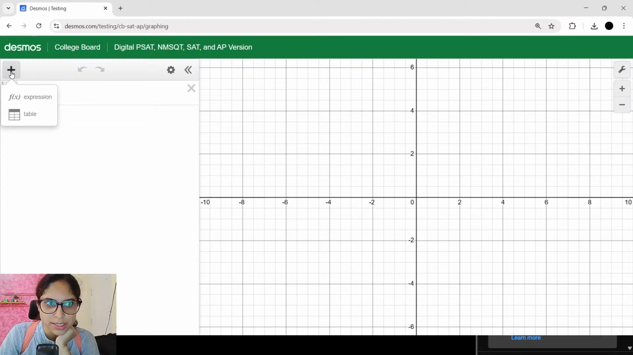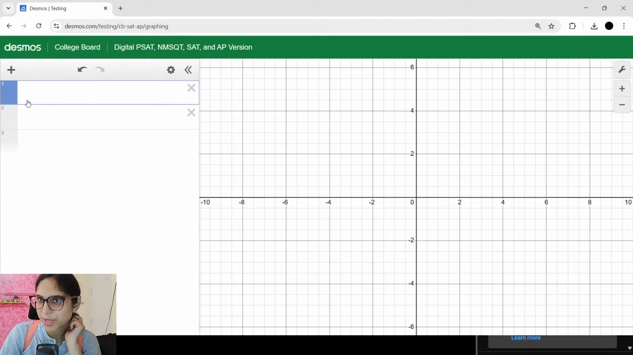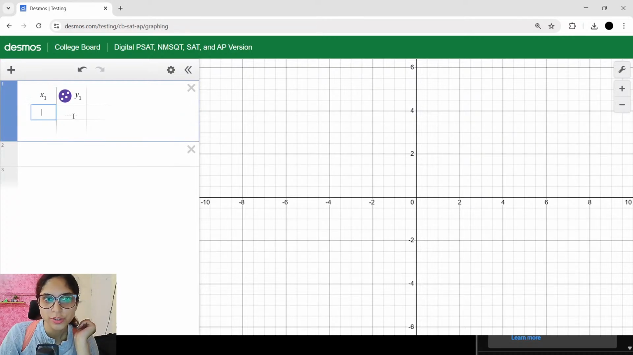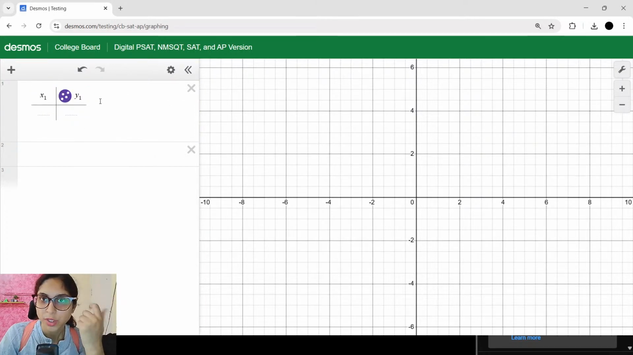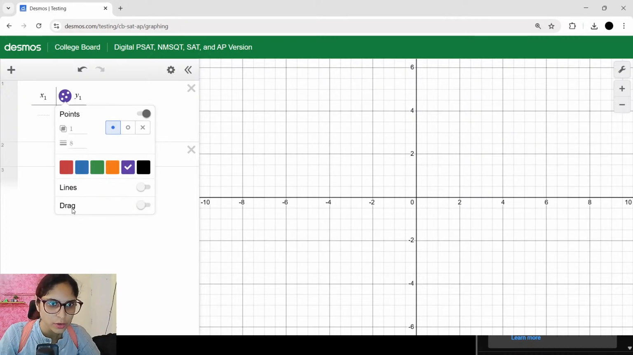So you can see this plus sign. Here you can write any expression or any equation. And then you have a table over here. So you can write your table, and the table is extremely helpful when you want to do regression. And how to do regression? When you put your table over here, you'll be able to see regression over here.